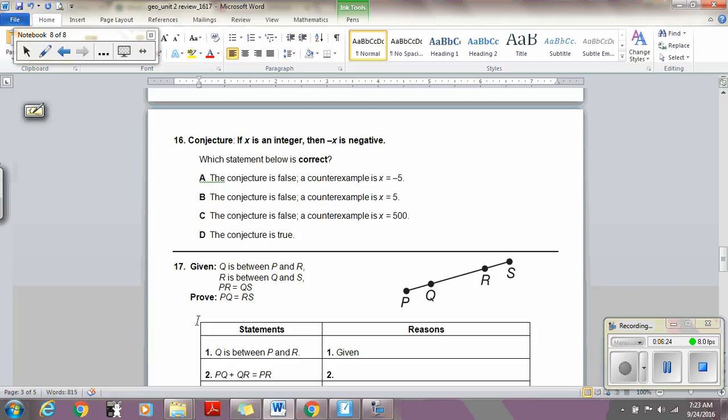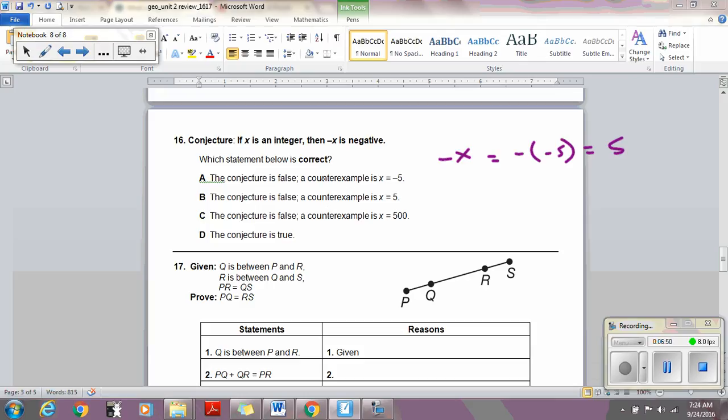Answer choice A says the conjecture is false because a counterexample would be x is equal to negative 5. So in other words, if I were to take this expression negative x and in place of it put x is negative 5, what would I get? So when you have a double negative situation, that becomes positive, right?